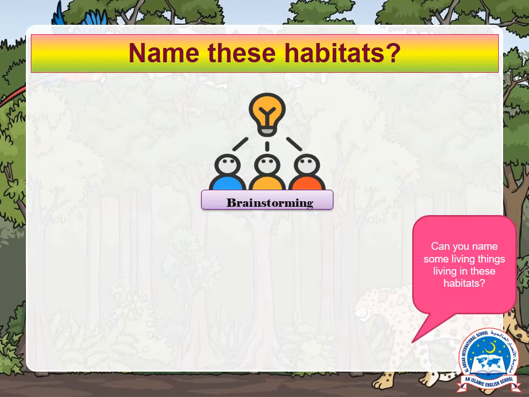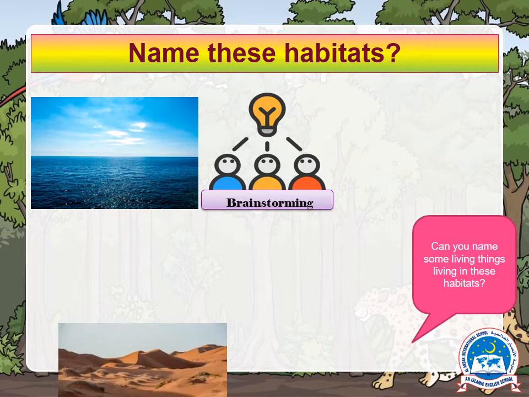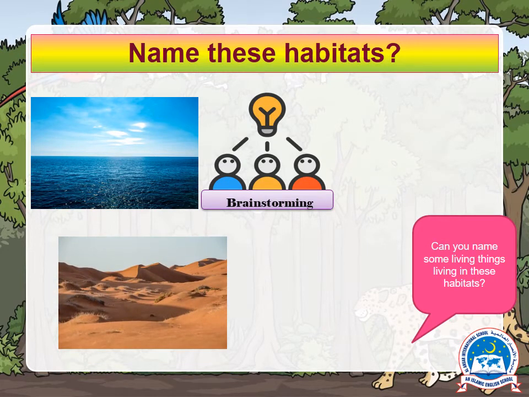Name these habitats. Look at this picture. What do you think? What type of habitat is this? Yes, you got it right. This is ocean. Can you name some living things that live in these habitats? Have a look at the next picture. What type of animals live in this habitat? You can pause the video here and name some animals in the pictures that you see.